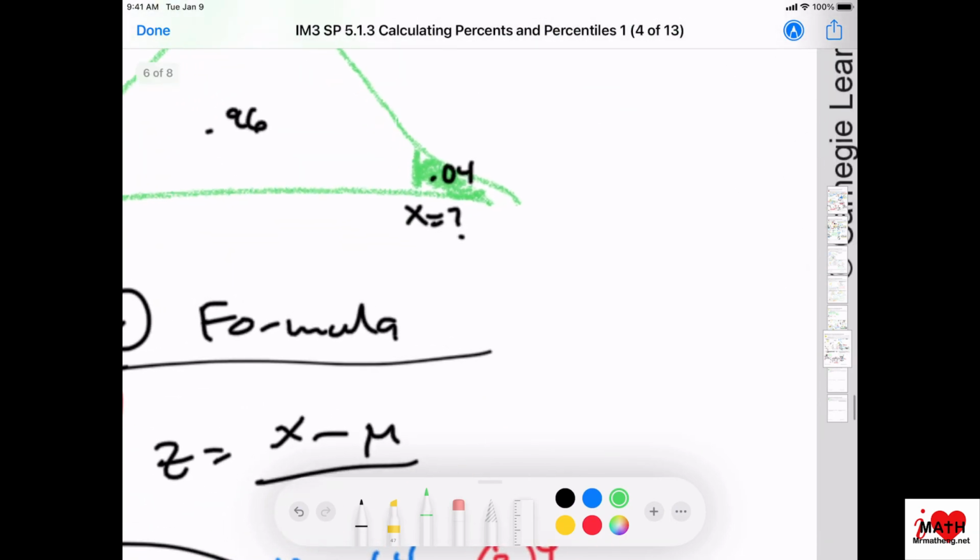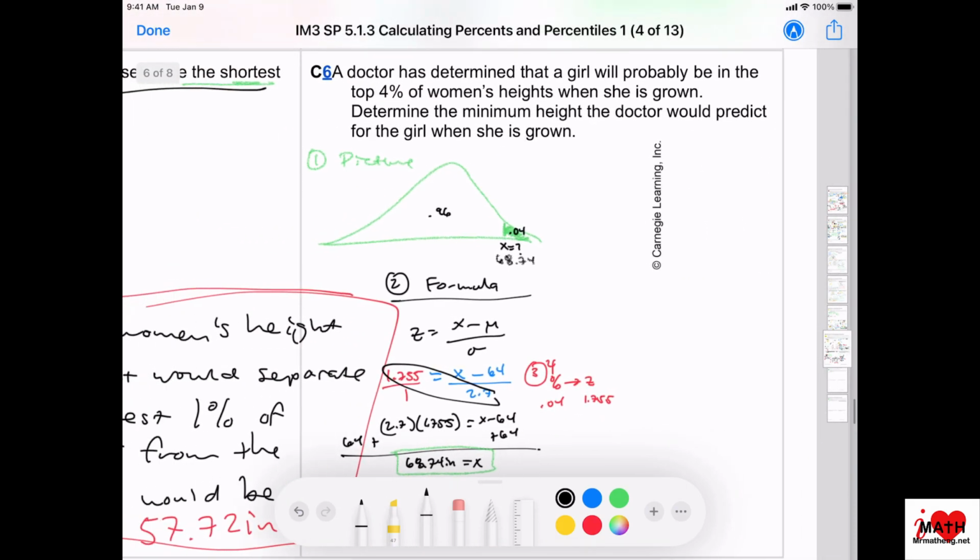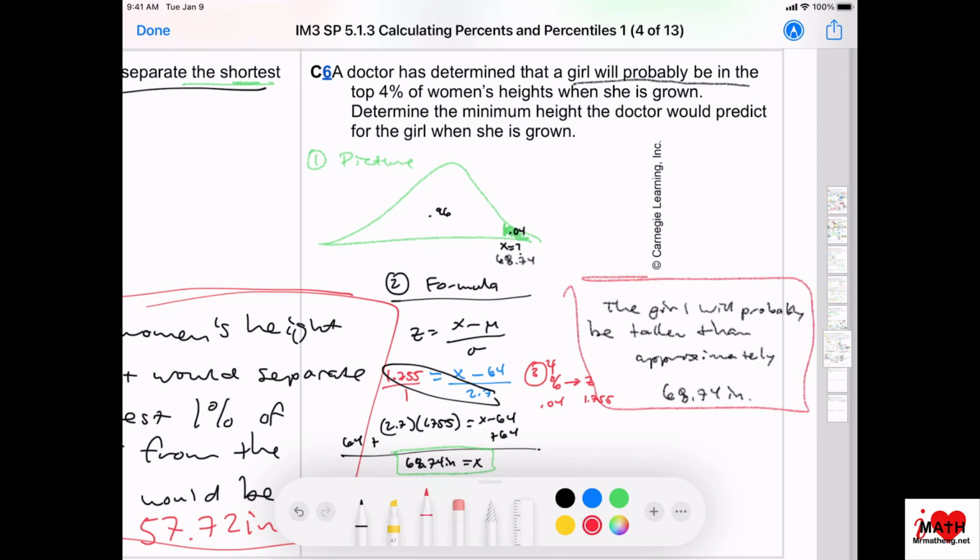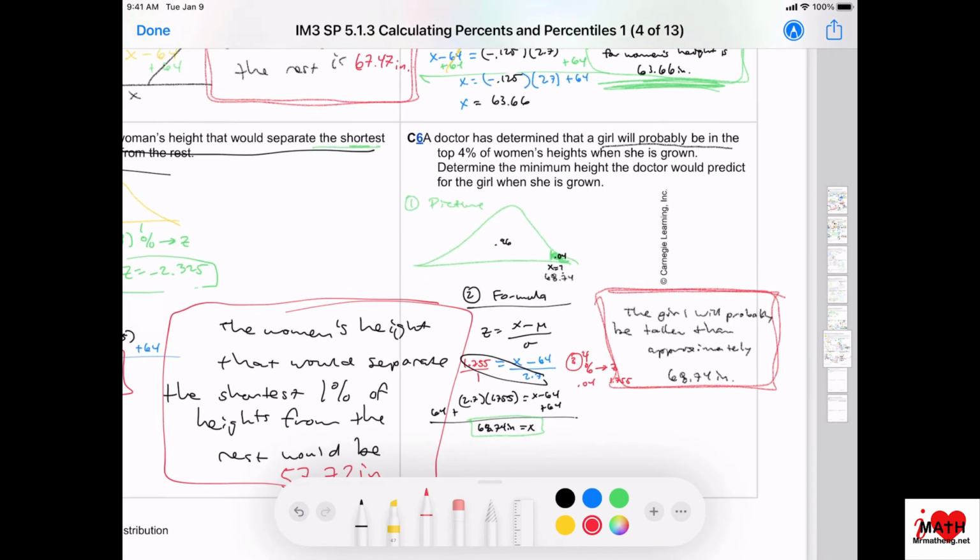So that means the girl would probably be taller than that, right, because she'd be in the top 4%. She could be higher than that. Approximately how tall did we find out? 68.74 inches. And that is our answer for 6C.